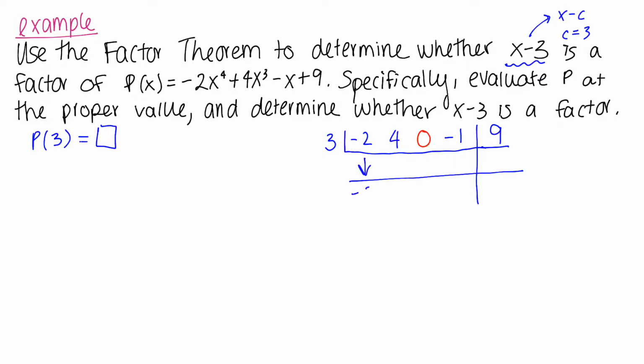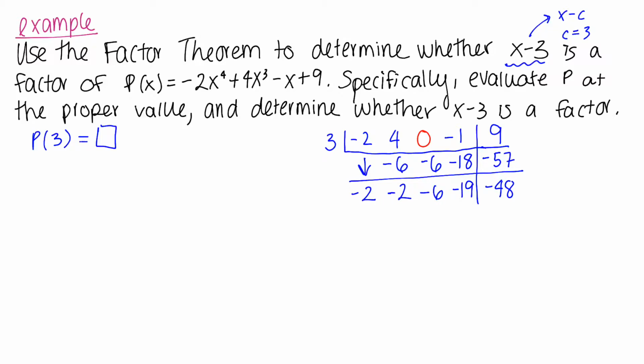Pull down the negative 2. Negative 2 times 3 is negative 6. 4 minus 6 is negative 2. Negative 2 times 3 is negative 6. 0 minus 6 is negative 6. Negative 6 times 3 is negative 18. Negative 1 minus 18 is negative 19. Negative 19 times 3, I'm not going to bother doing that in my head right now. Negative 57. And 9 minus 57 is going to give you negative 48.